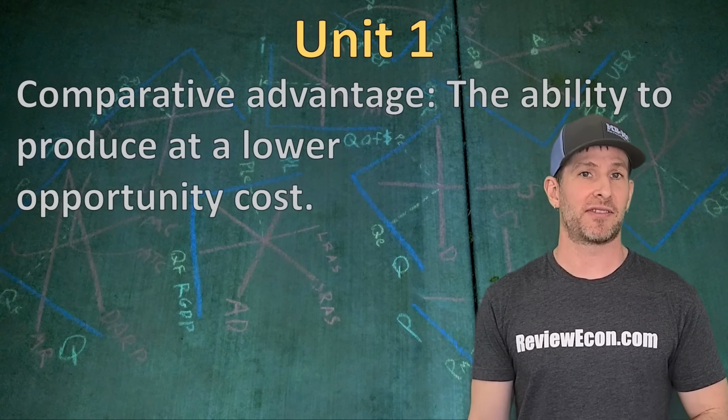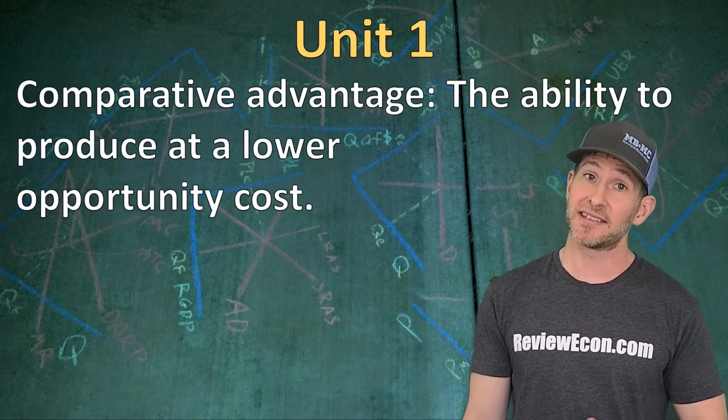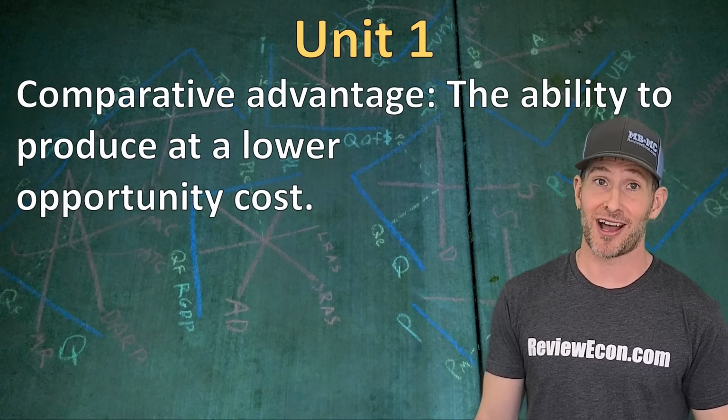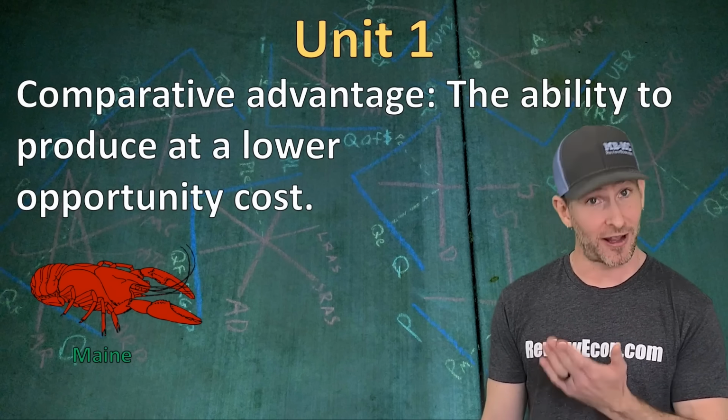The most difficult math in Unit 1 is comparative advantage. That's the ability to produce something at a lower opportunity cost. That explains why most of our lobster comes from Maine, while our corn comes from Iowa. It has to do with lower opportunity costs. Let's look at an example. There are two types of problems you could get when it comes to calculating opportunity costs for comparative advantage. One is an output problem and the other is an input problem. Let's look at output first.